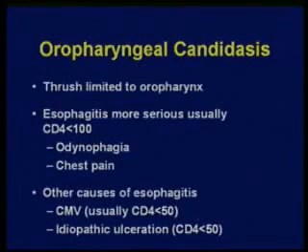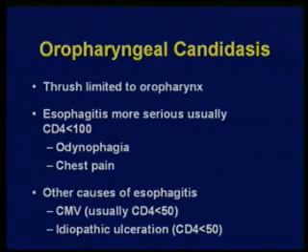So oropharyngeal candidiasis, thrush, is limited to the oropharynx. Esophagitis is more serious, usually CD4 less than 100. It's associated with odynophagia, which is pain on swallowing, or chest pain. Someone might come in, say a 25-year-old, male or female, having left-sided chest pain and no family history of an MI, a heart attack. Think HIV, because they might not have thrush in their mouth, but they have it in their esophagus where you can't see it, and it's presenting with chest pain, or it might feel like heartburn. Think HIV.